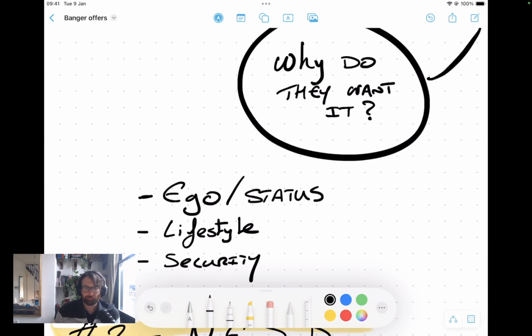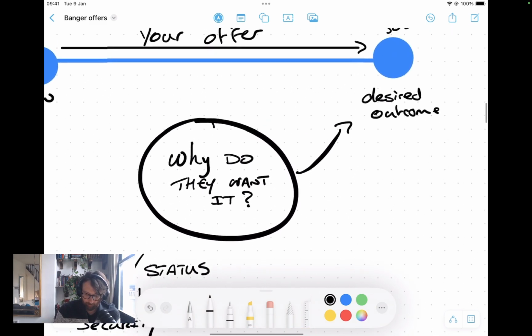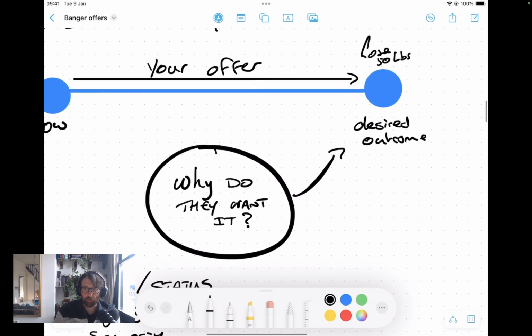They want to do it for themselves so that they feel good about themselves and about the way other people perceive them. So they want to lose 50 pounds so that they're the best looking person at the wedding that they're going to. Or maybe they're all going on a friend's holiday to a beach town and they want to look the best out of all the friends.